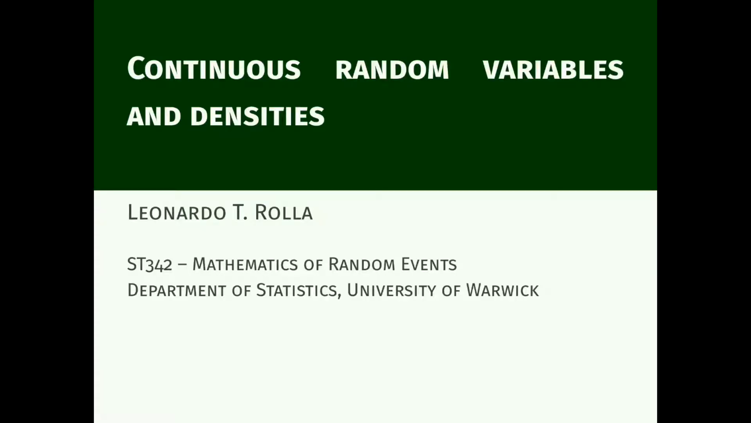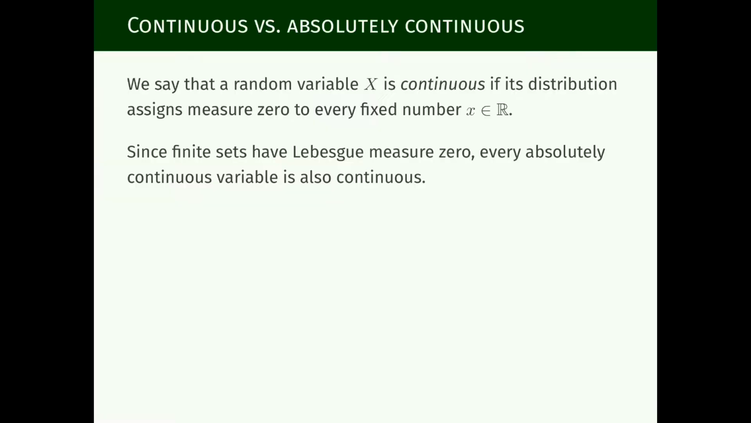In this previous video lecture, we'll talk about continuous random variables and densities. And here's the time for us to make precise the difference between continuous and absolutely continuous. Okay, a random variable X is continuous if its distribution assigns measure 0 to every fixed number x in R.